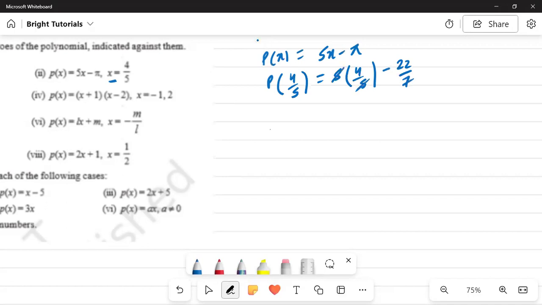5 will be cancelled out with this 5, and p(4/5) is equal to 4 minus 22 upon 7. There is no use of taking LCM here and finding this value in the form of a fraction. We can clearly identify that this is not equal to 0. And if it is not equal to 0, that means x equal to 4 by 5 is not the 0 of this polynomial.